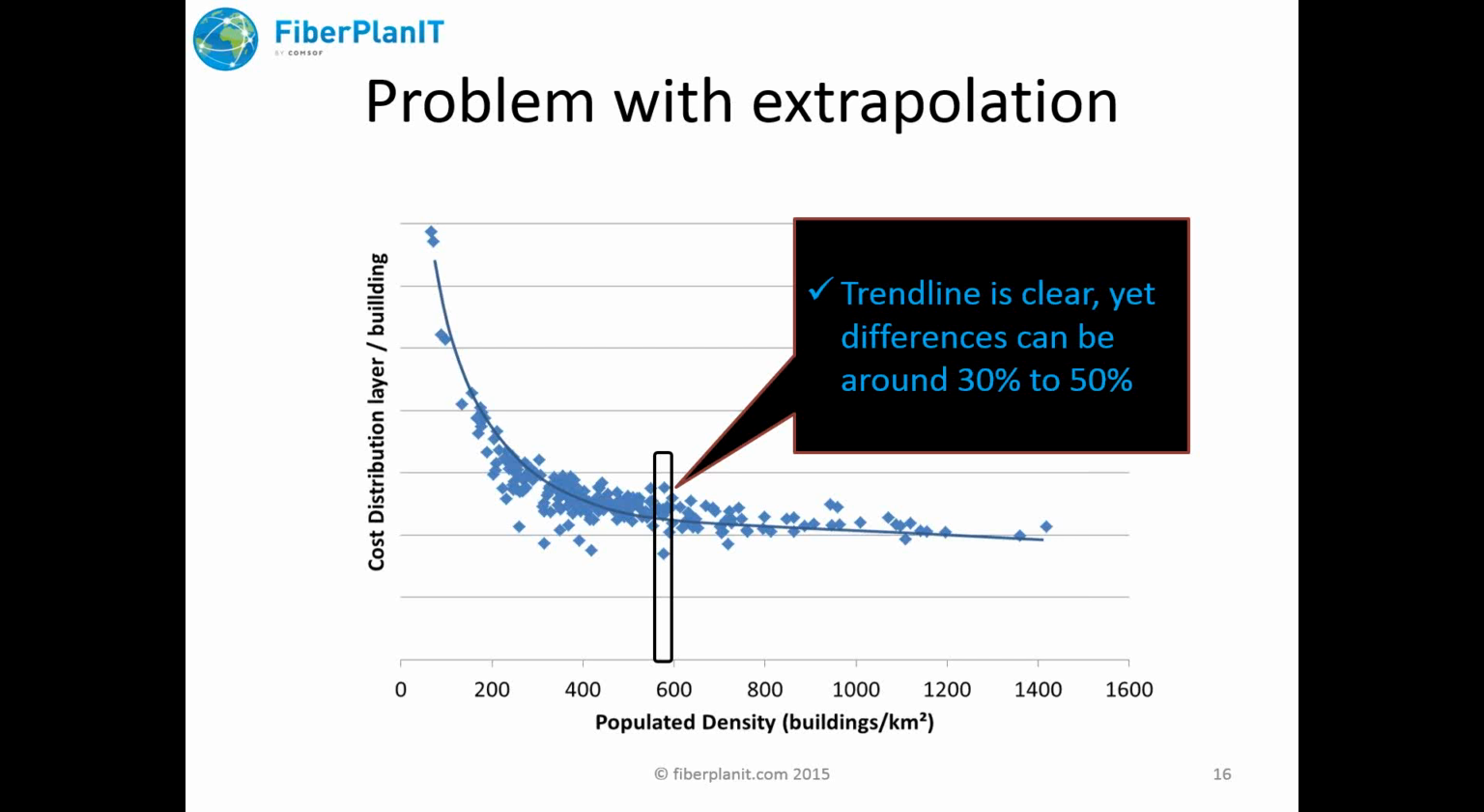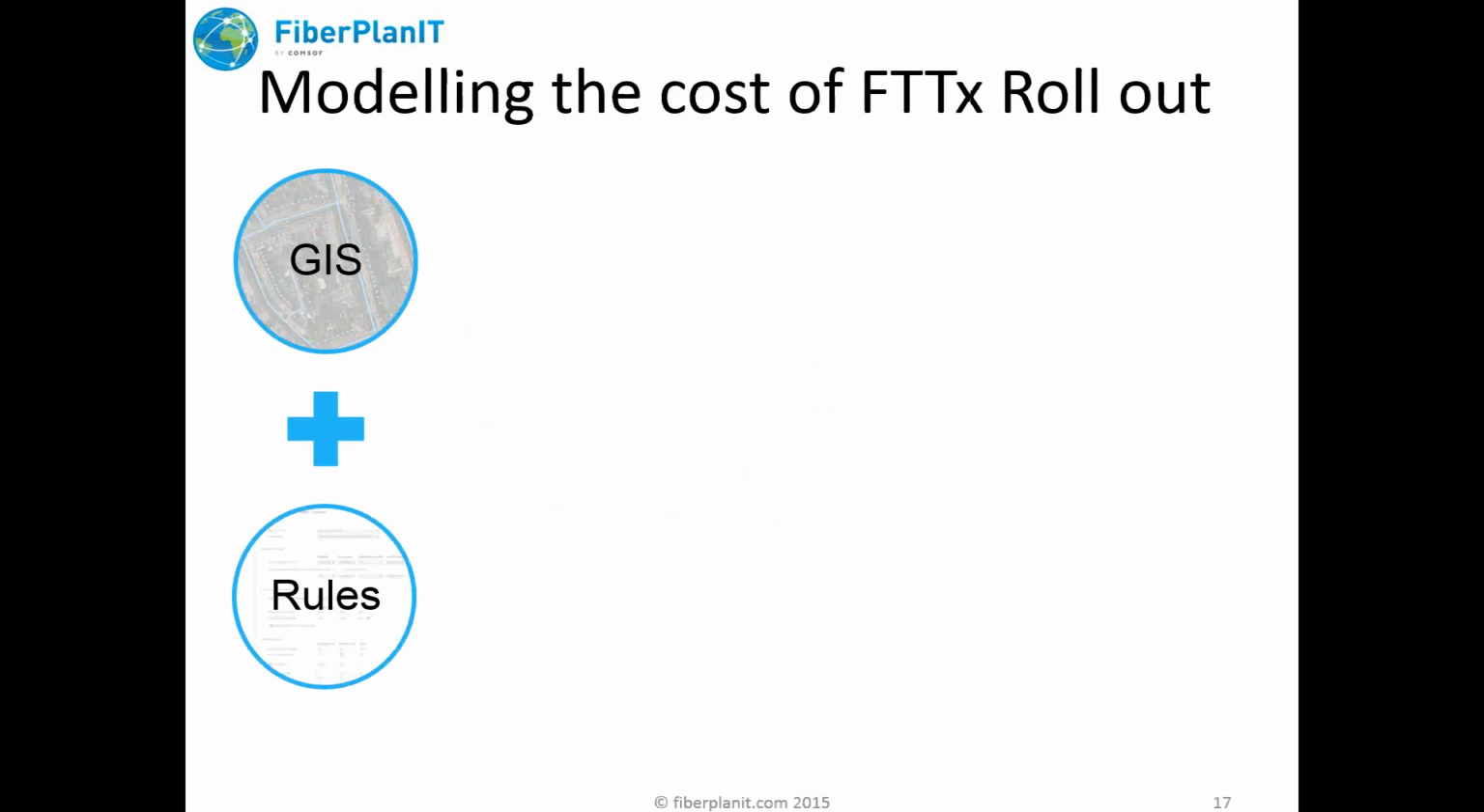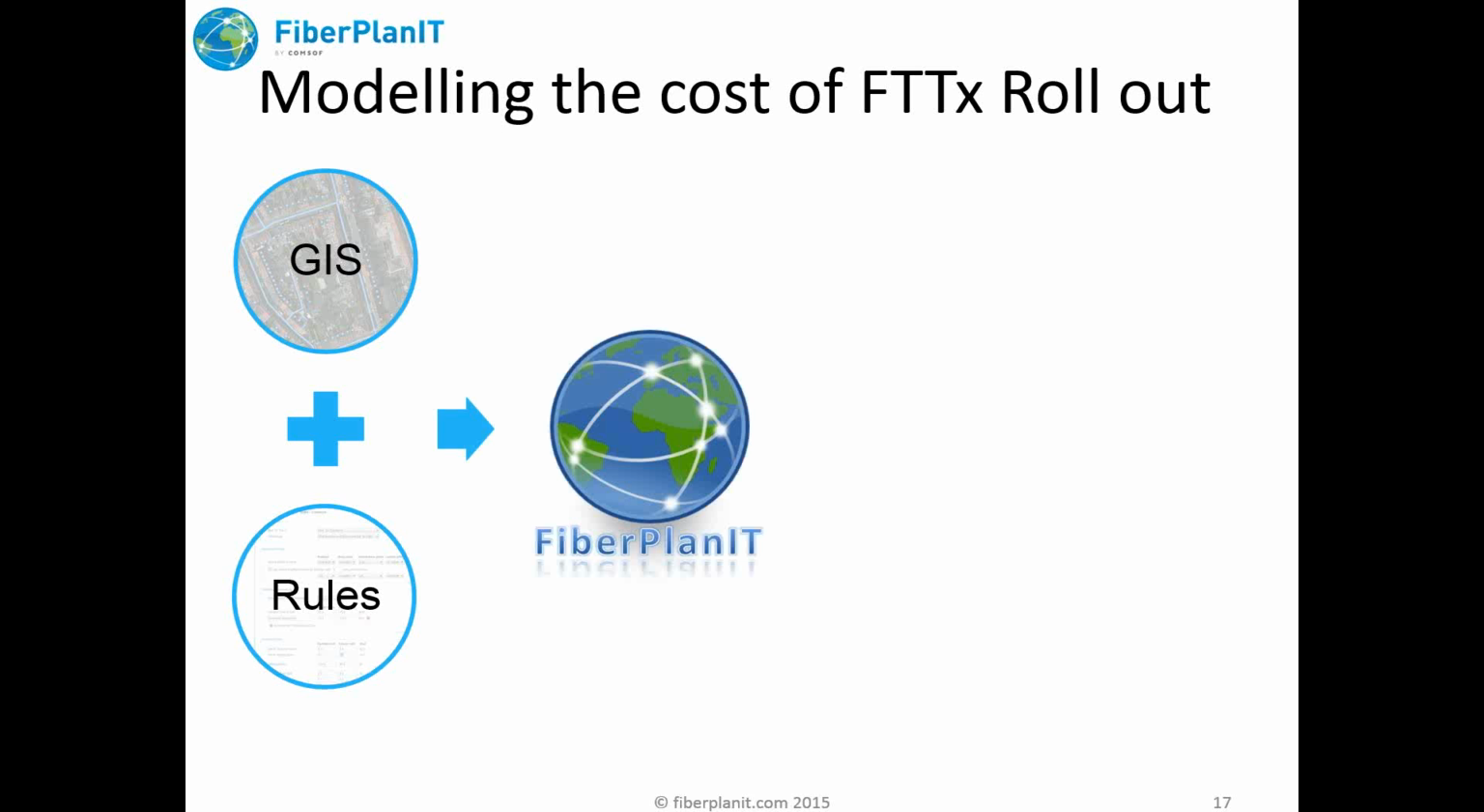So if you would just start from a rule of thumb and extrapolate from there, it's quite obvious that you will have very large differences in score, or an estimate of the cost that's quite far from the actual cost of the rollout, of the network that will be rolled out. So what FiberPlanIT does is we use the GIS data, which is the actual information on the geographical locations of streets and houses. We combine this with rules, and FiberPlanIT will create a model of everything that's going on there.